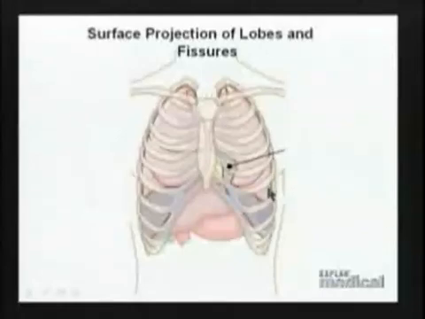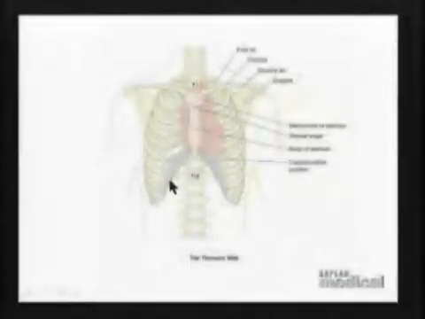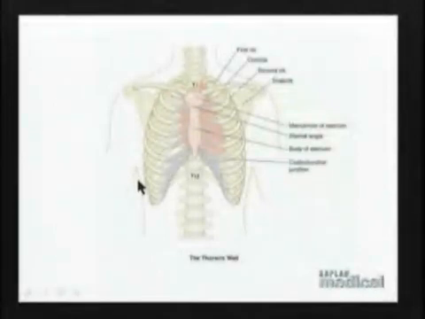Intercostal space. Okay, so that takes care of the surface anatomy of the lung. Now, what we want to do is turn our attention to the surface anatomy of the heart.